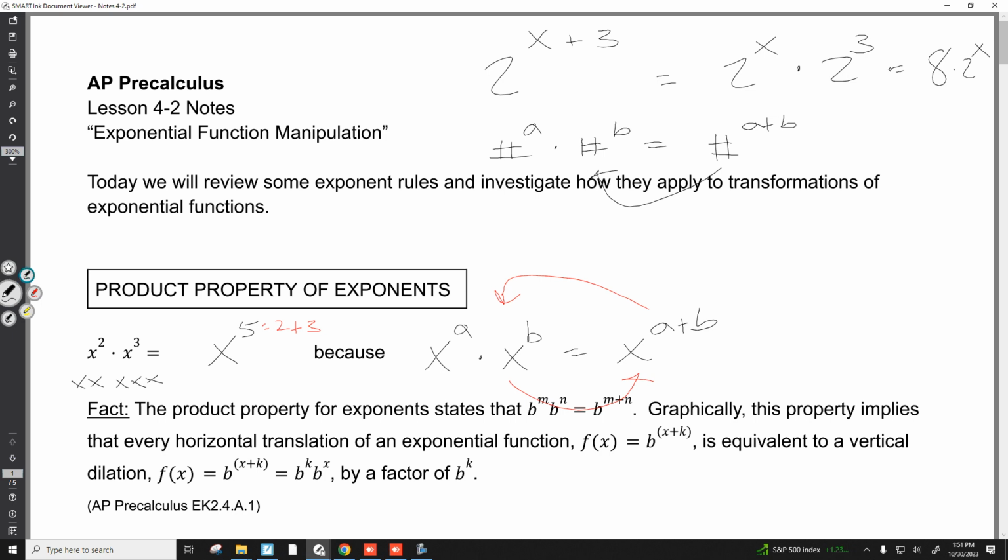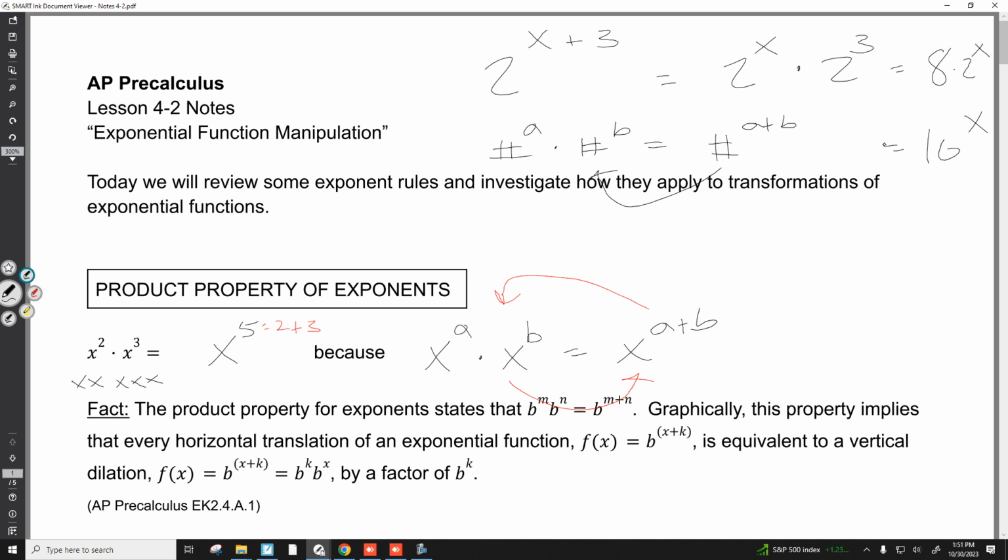Does this make sense? 2 to the x plus 3 is 2 to the x times 2 cubed. 2 cubed is 8. I'm just going to move the 8 in front. 8 times 2 to the x. Can you multiply the 8 and the 2 together and say this is 16 to the x? Tell your neighbors. Can you multiply the 8 and the 2 together and say you get 16 to the x?